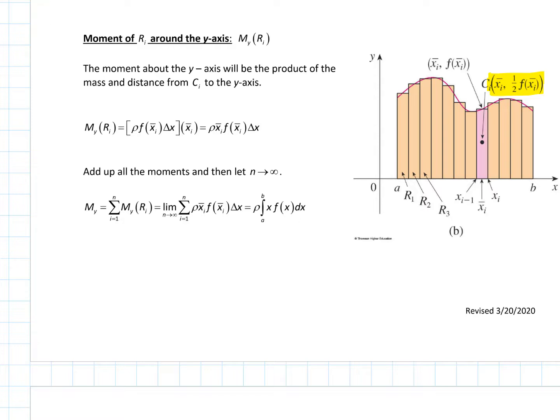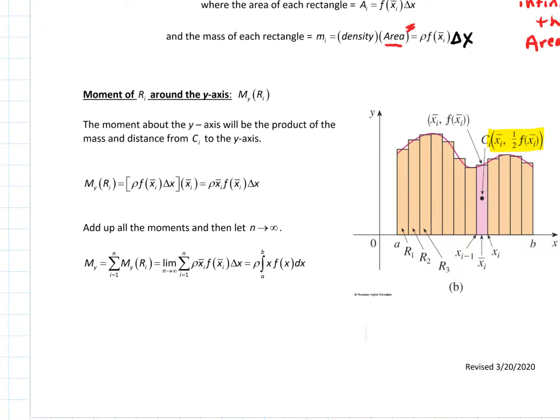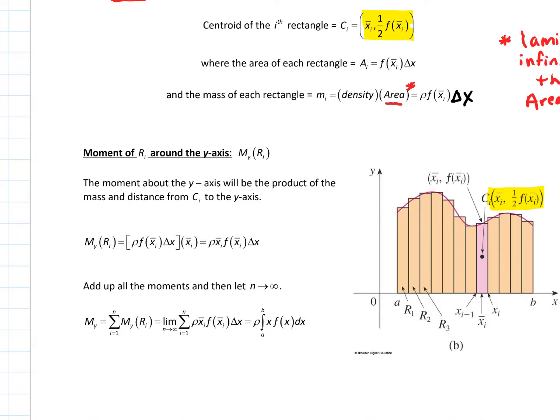So the moment about the y-axis of each rectangle, if we go back here, is actually the area of the rectangle times the density, so this is the mass of each rectangle. And this is the distance of each rectangle from the y-axis. So x sub i bar, if I could draw on this picture, I don't want to put too much on here, represents the distance to the y-axis.